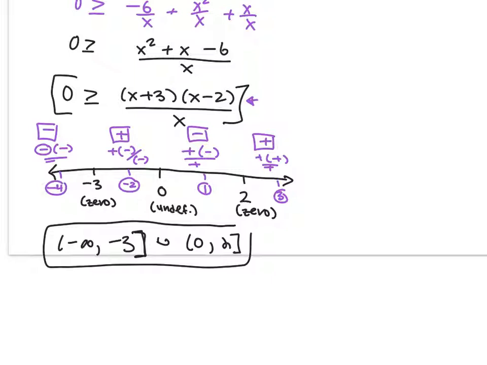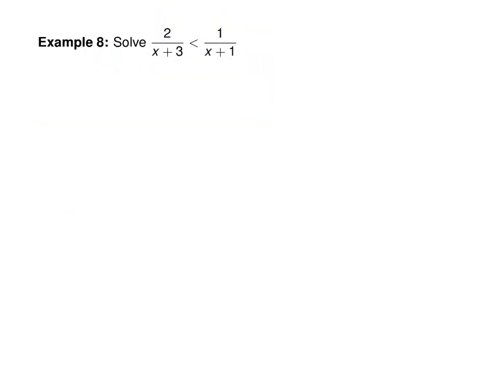Let's do one more. So which way do you want to solve this one? Do you want to move the 2 over x plus 3 over, or do you want to move the 1 over x plus 1 over? Do you care? I'd say 1 over x plus 1. I think that works better. So 2 over x plus 3 minus 1 over x plus 1. I'm leaving space because I know I'm going to get a common denominator. I know that's my next step.